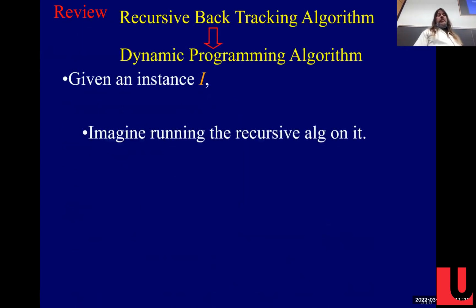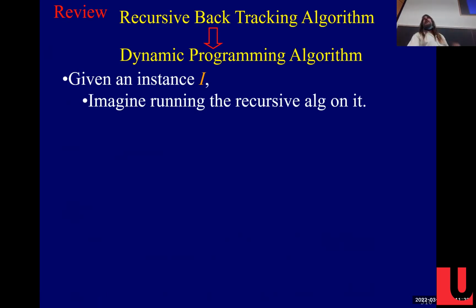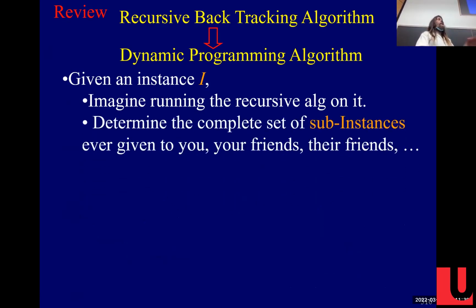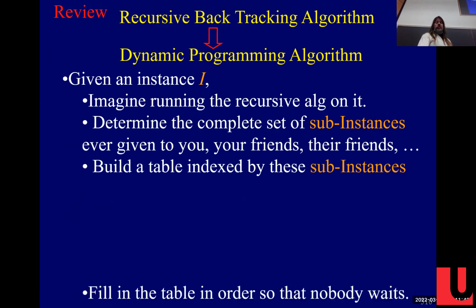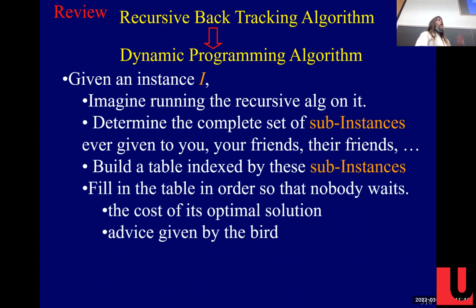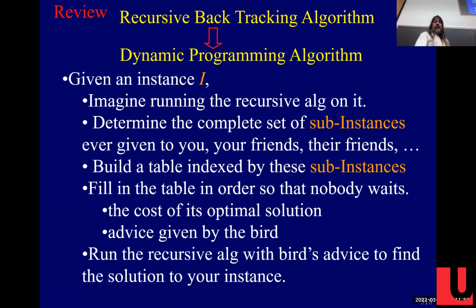How do you get the dynamic programming algorithm? You think about running your recursive program on your particular input. You don't think about inputs that you've never seen before, but your particular input. You think about running the recursive backtracking algorithm, and you determine what all your subinstances will be. You form them into a table, and you fill them out in an order such that nobody waits. What we haven't talked about here is that we don't actually fill in the solution because it's too big.